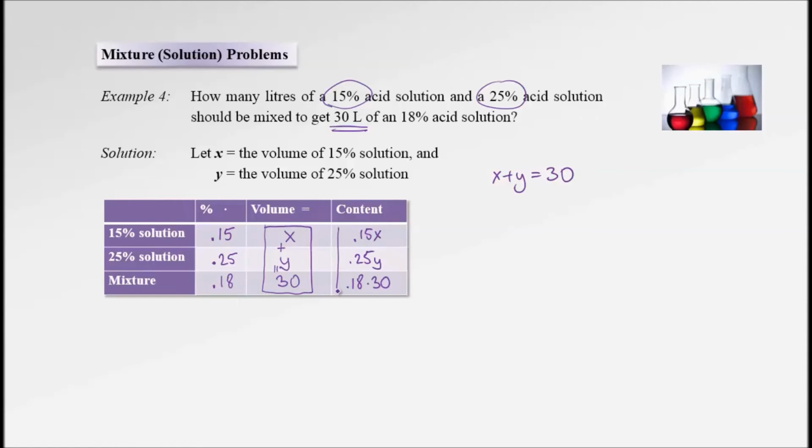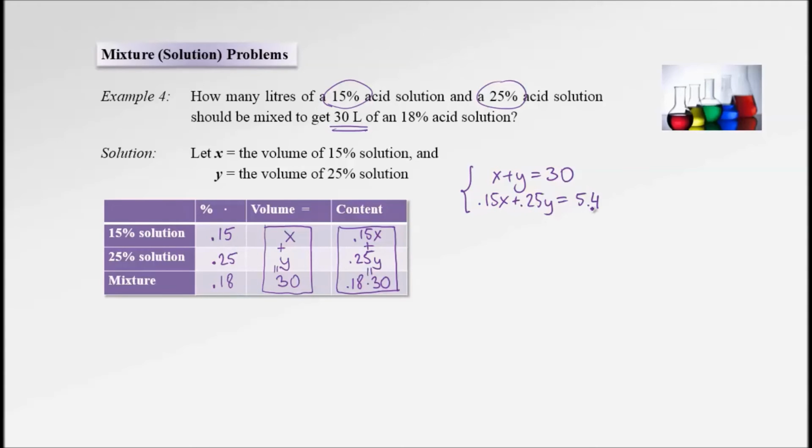And the last column is comparing the content. The acid obtained from the 15% solution plus the acid obtained from the 25% solution is the overall acid in the mixture. So let's write it down. 0.15x plus 0.25y equals 0.18 times 30, which is 5.4. Okay, so how do we solve it?